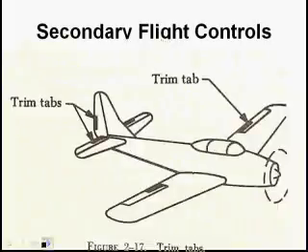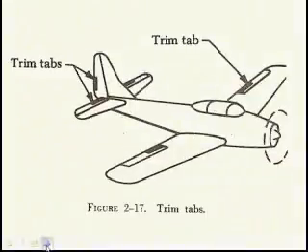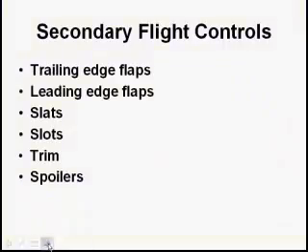Of course, trim tabs, you've seen them before. We're used to them on the elevators, but the bigger the aircraft, the more likely you're going to see trim tabs on the ailerons and trim tabs on the rudder.